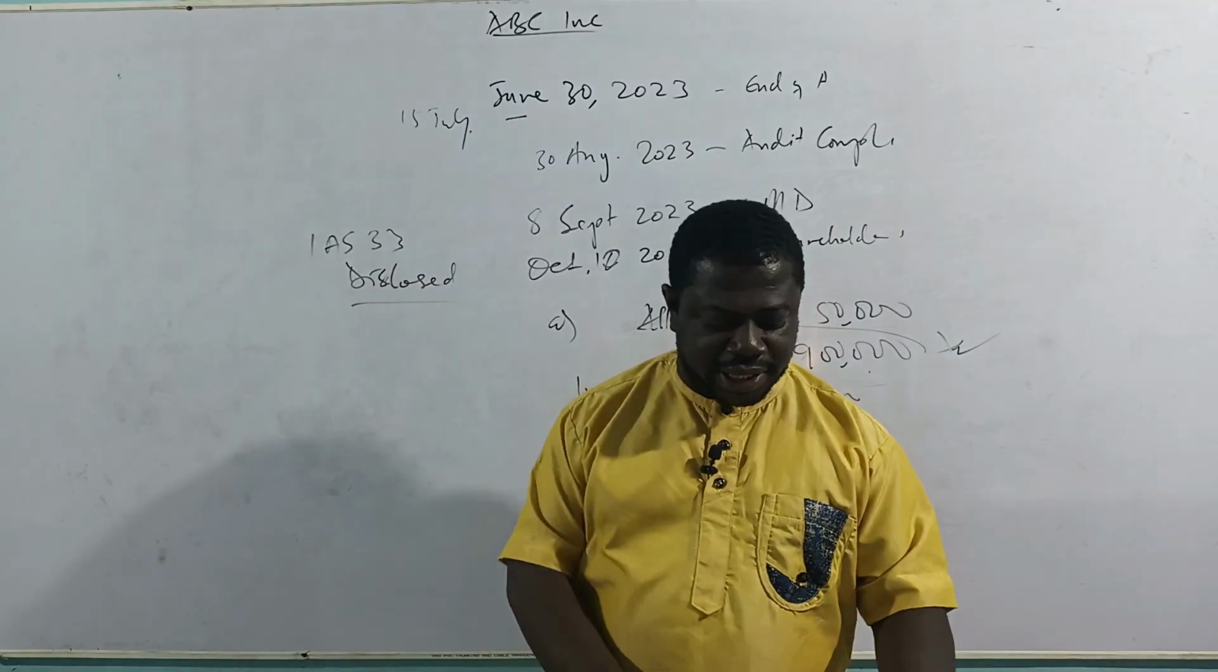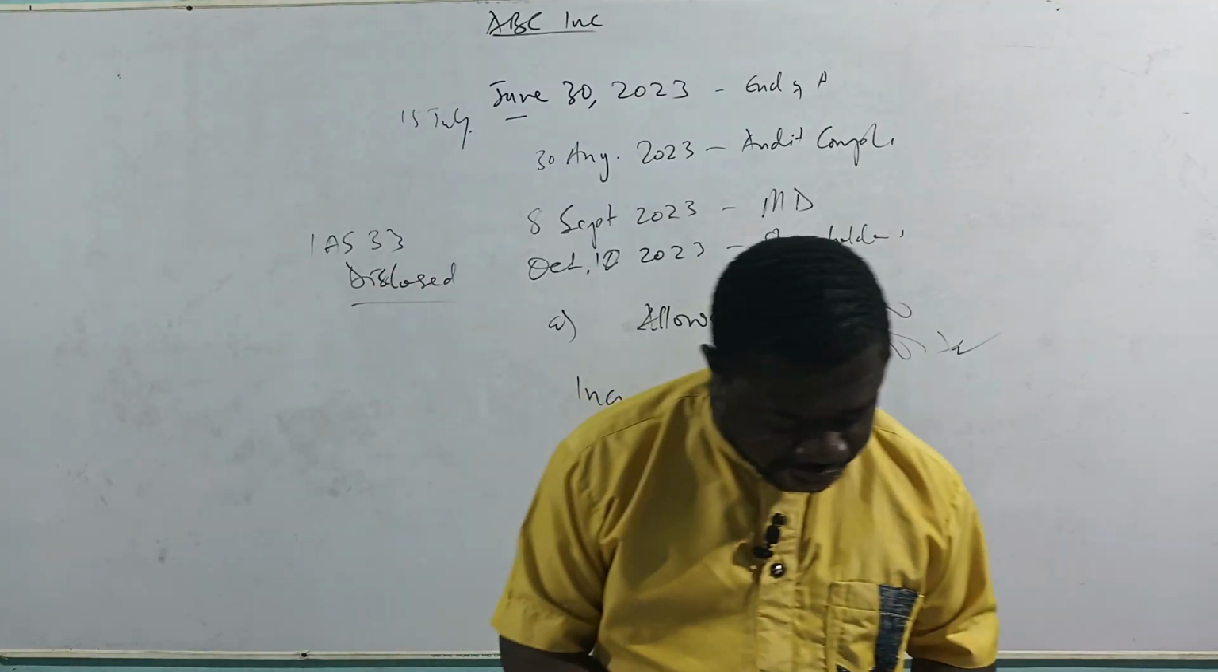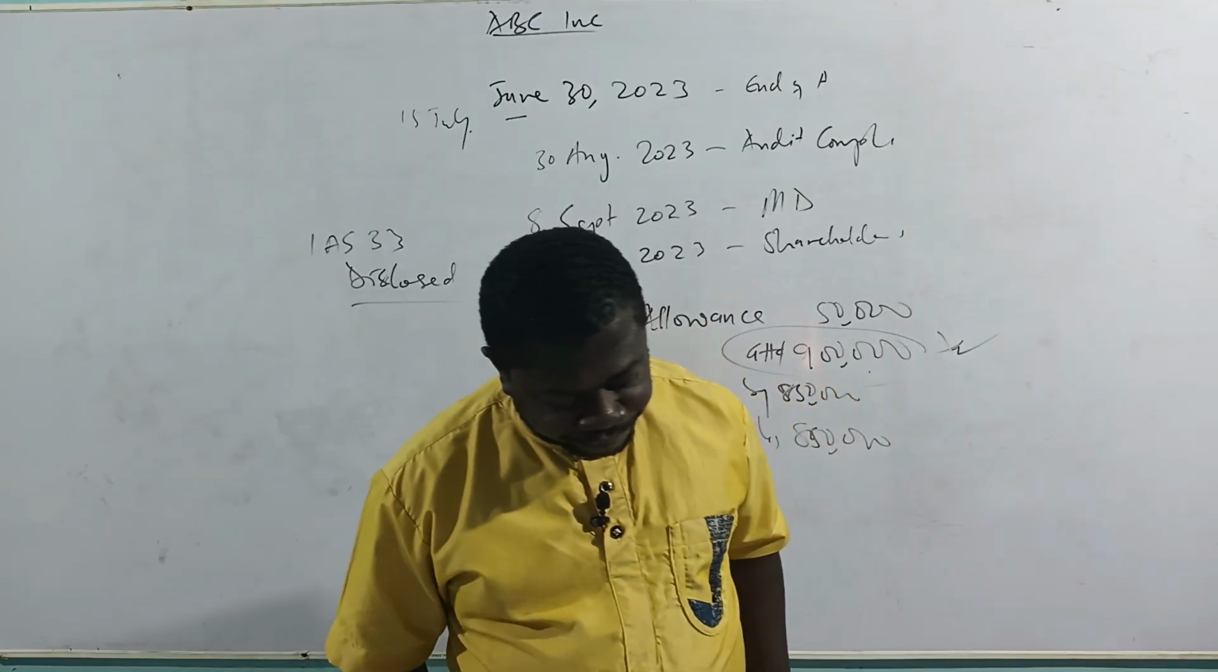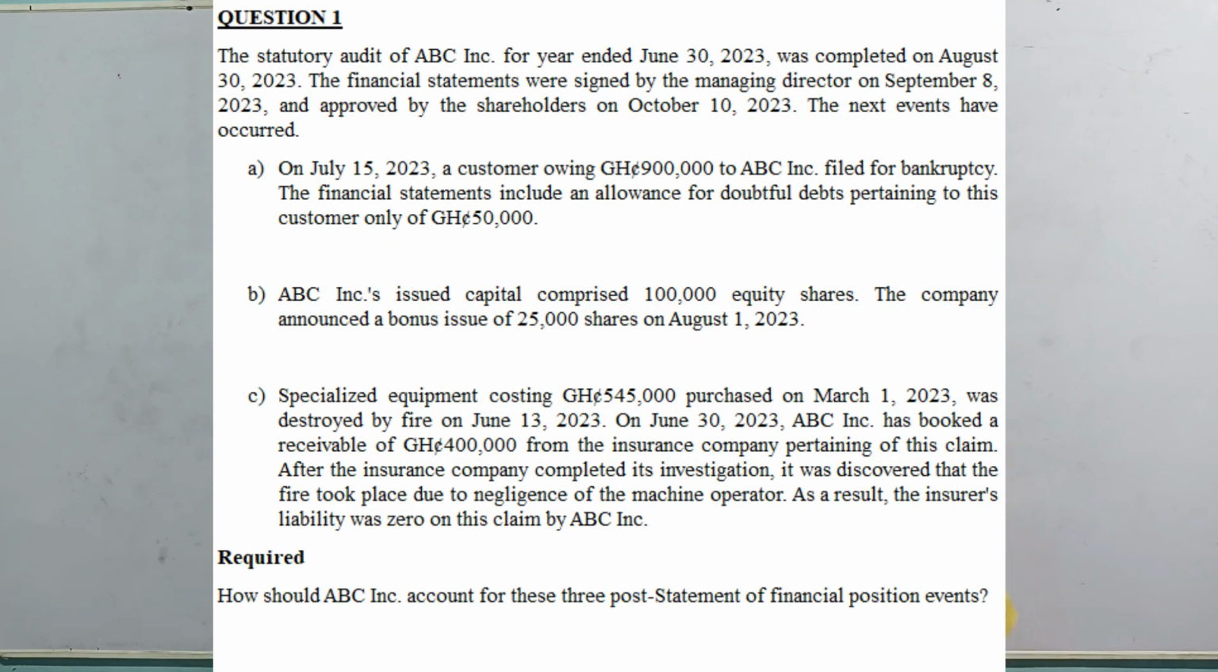So that is it with the second one. There is no big deal with that. Now let's look at the third one. Specialized equipment costing 545,000, purchased on March 1st, 2023, was destroyed by fire on June 13, 2023. So that one is within the financial statement period. The machine was destroyed by fire before the end of the year. The year ends 30th June, so please take note.